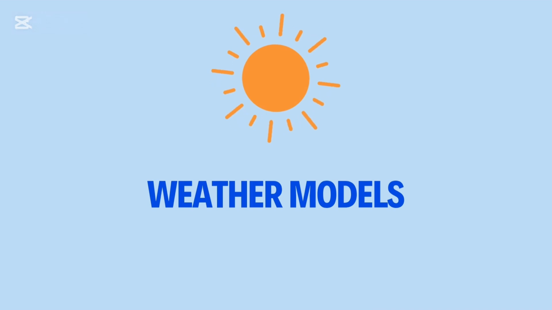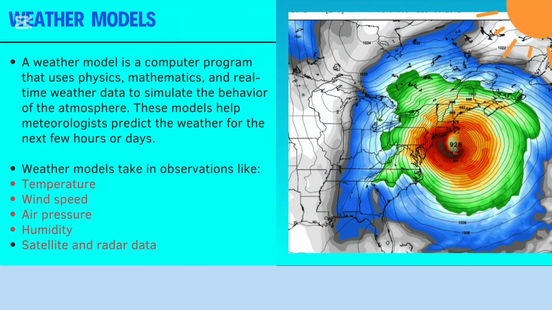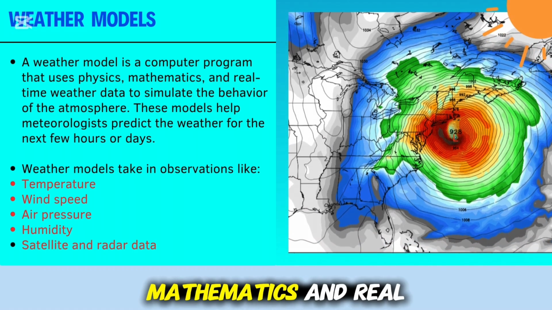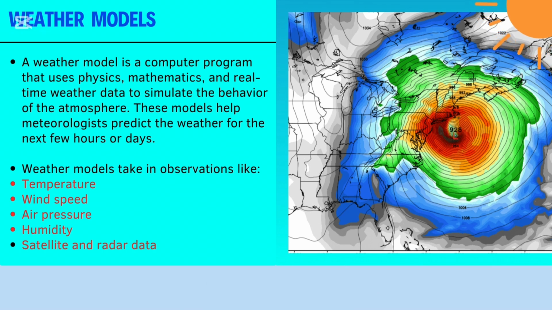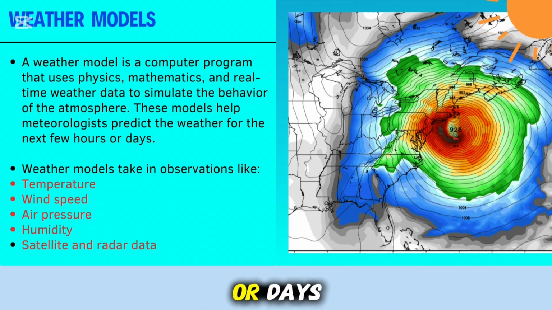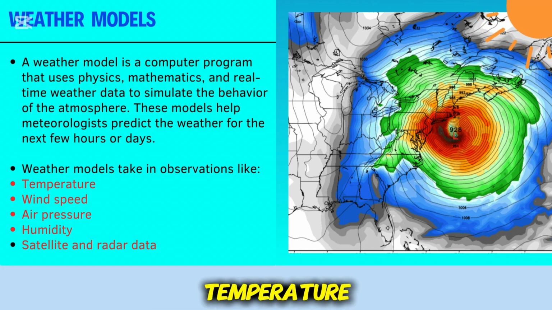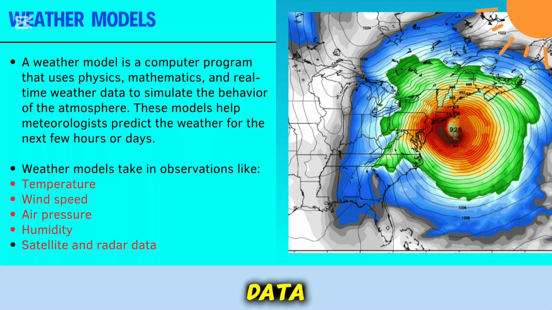Weather models. A weather model is a computer program that uses physics, mathematics, and real-time weather data to simulate the behavior of the atmosphere. These models help meteorologists predict the weather for the next few hours or days. Weather models take in observations like temperature, wind speed, air pressure, humidity, satellite, and radar data.